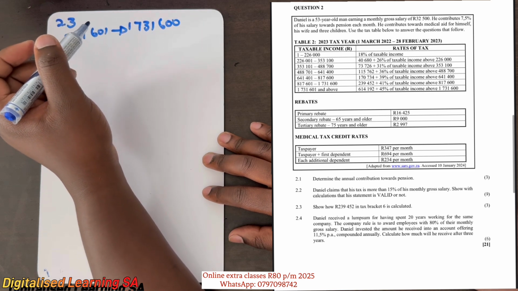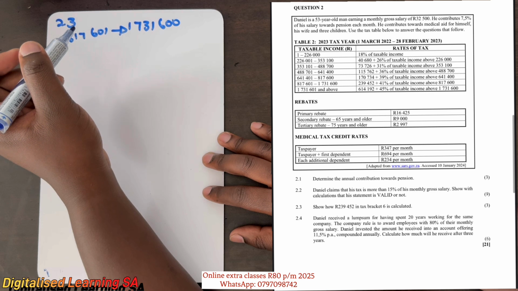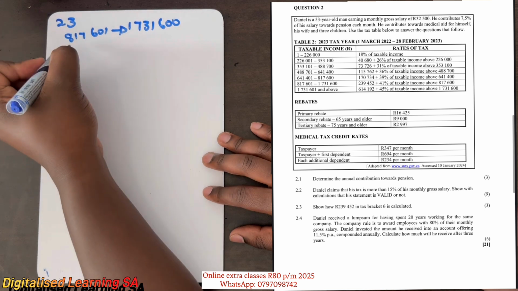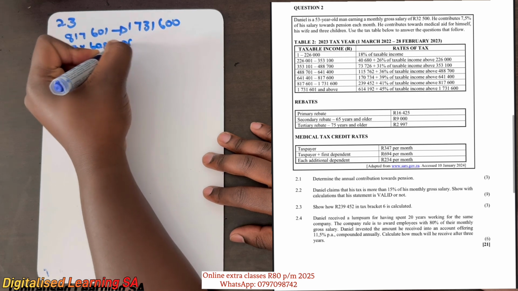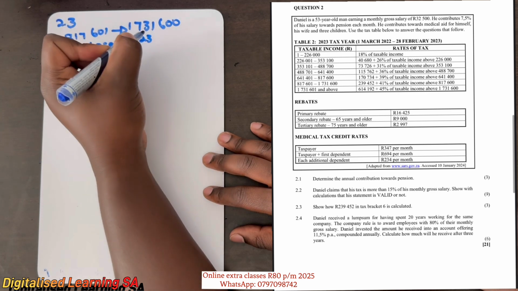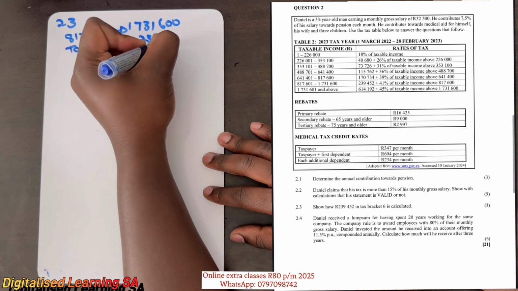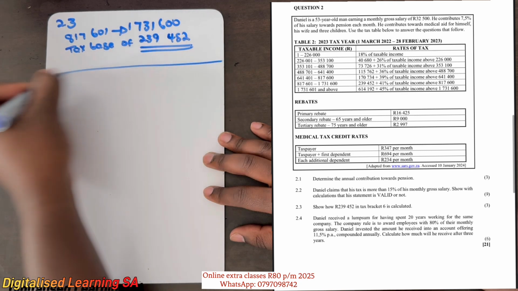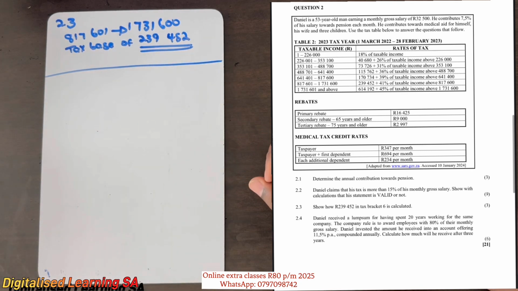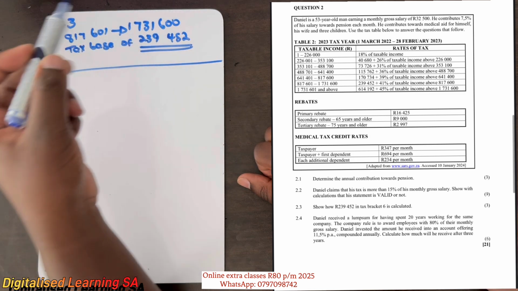Okay, so we are asked to show how the tax base of 239,452 is calculated. So we need to show how this is calculated. To do that, we need to work backward. What does working backward mean? It means that we need to use tax bracket 5 and tax bracket 4 to calculate this tax base.